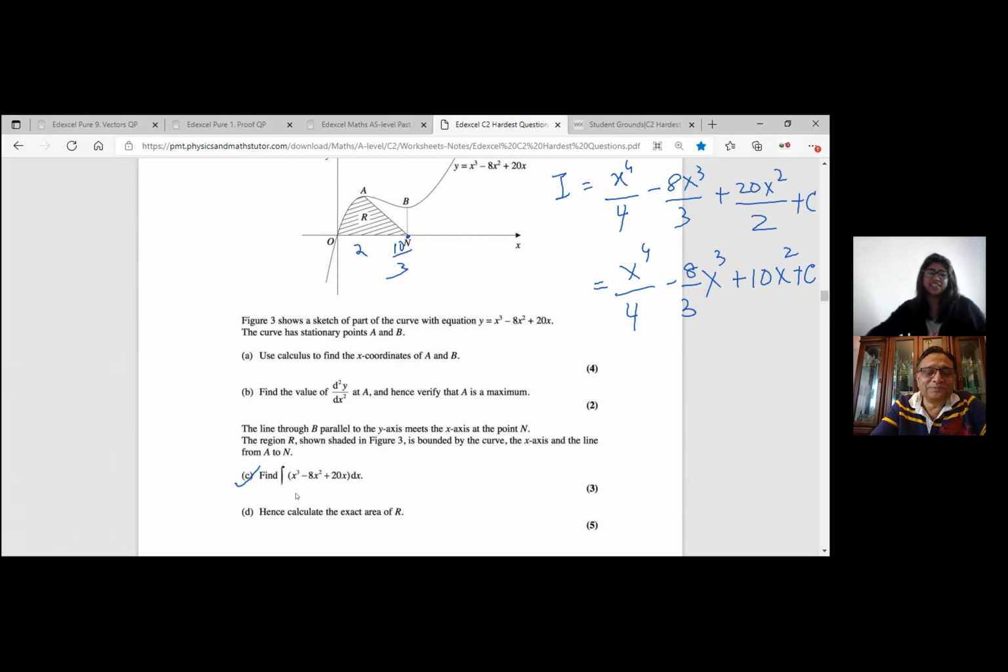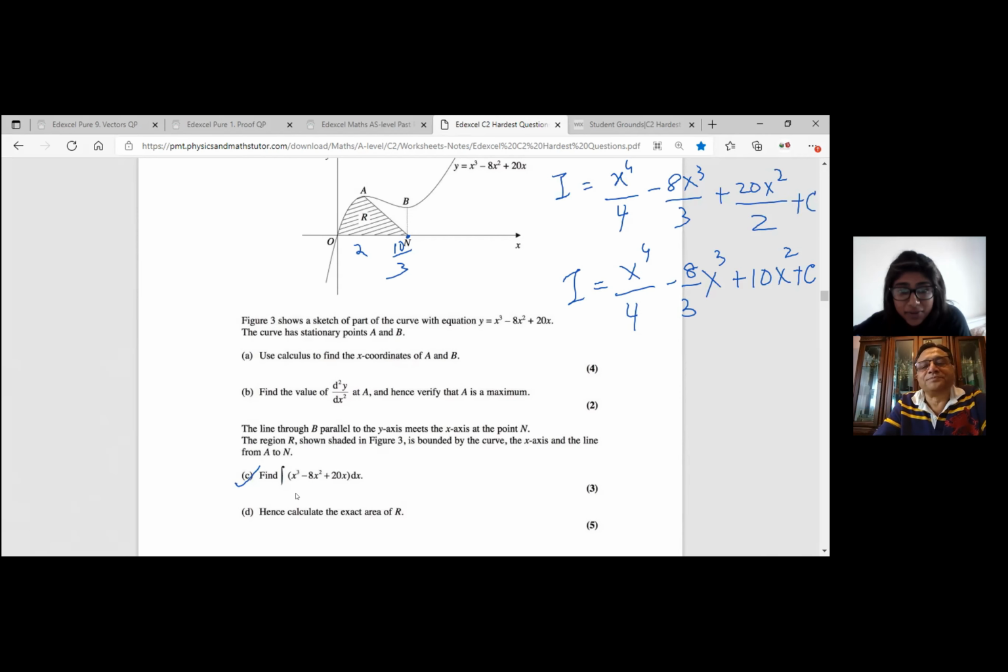Okay. Part D. Hence, calculate the exact area of R. Perfect. Now, this is the most critical question, and also it has 5 marks, right? After doing all that. Now, tell me, how will you find the area which has been shaded here? Amy, what is your thought about this?